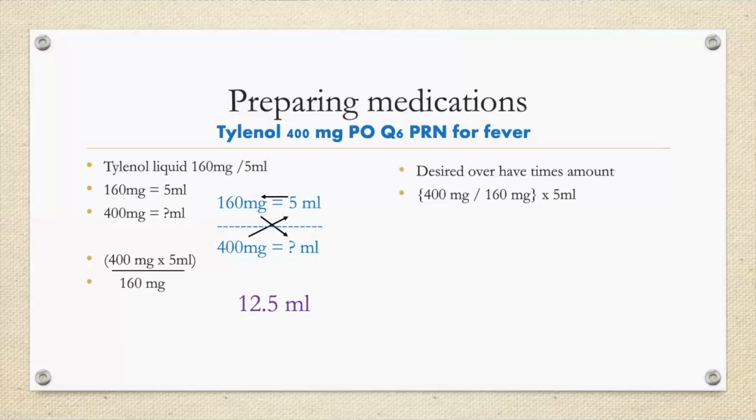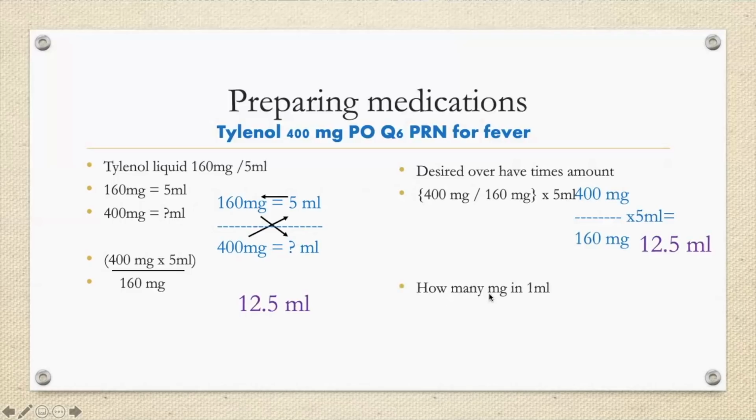I'm sorry, we want 400 milligrams, but we've got 160 milligrams, and it's in 5 milliliters. So what you want over what you got, times your vehicle. 400 milligrams is what we want, 160 milligrams is what we have in 5 mLs. 400 divided by 160 times 5 mLs is 12.5. And then a final way, you can always figure out how many milligrams are in 1 mL and then figure out how many mLs you would need.